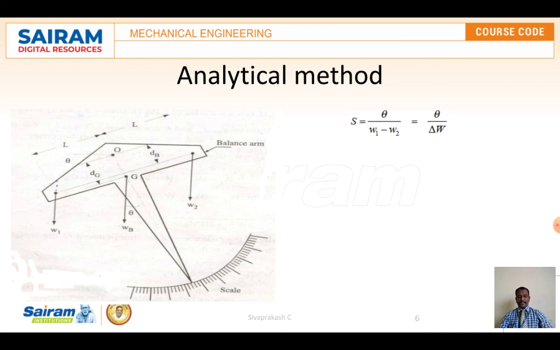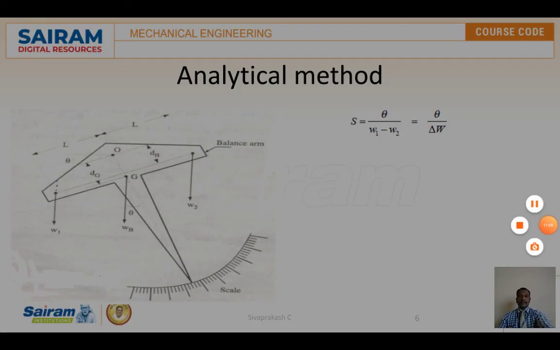The sensitivity depends upon the construction parameters of the balance arm and is independent of the weight compared. So the sensitivity can be improved by decreasing both the WB and dG values and increasing L. This is about the analytical method.